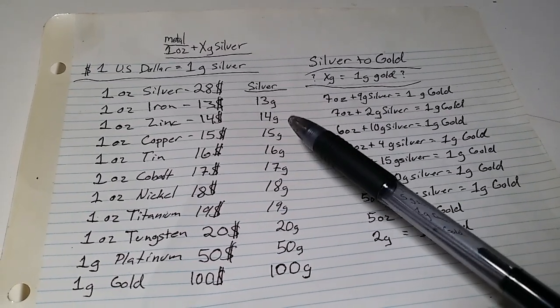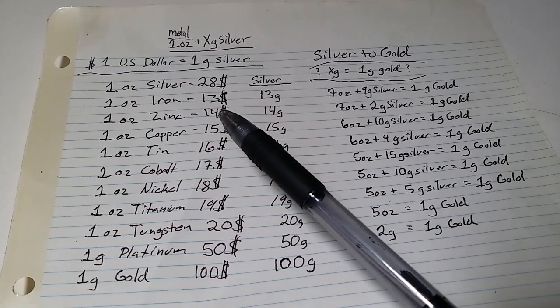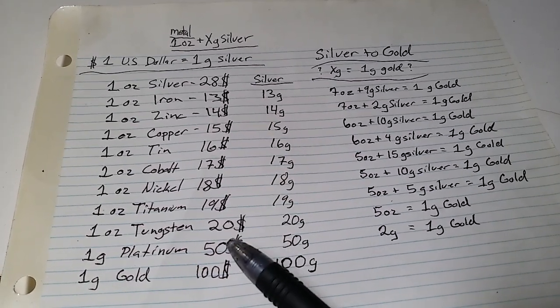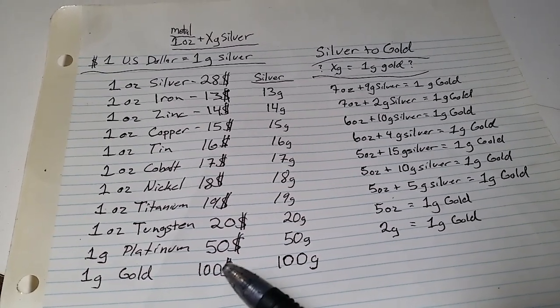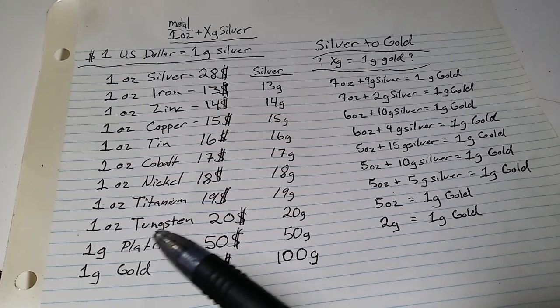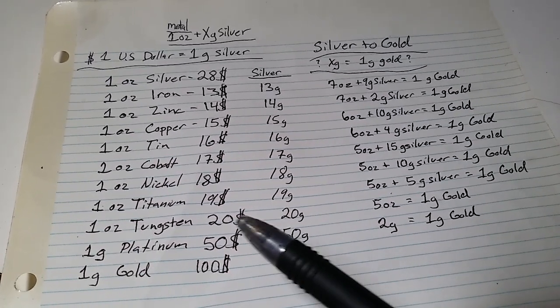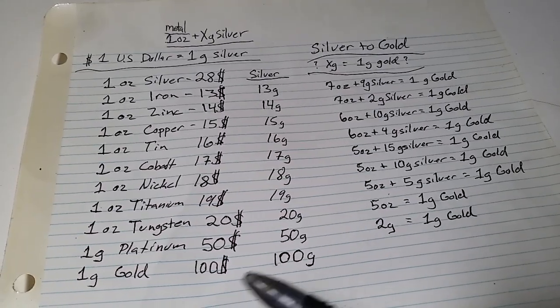So that's what I laid out for every single one of these prices, because these are the current prices for all of these metals in Federal Reserve note dollars. 1 gram of gold is equal to about $100. 1 gram of platinum is equal to about 50. 1 ounce of tungsten is equal to about 20. So this is the prices of all those in grams of silver.